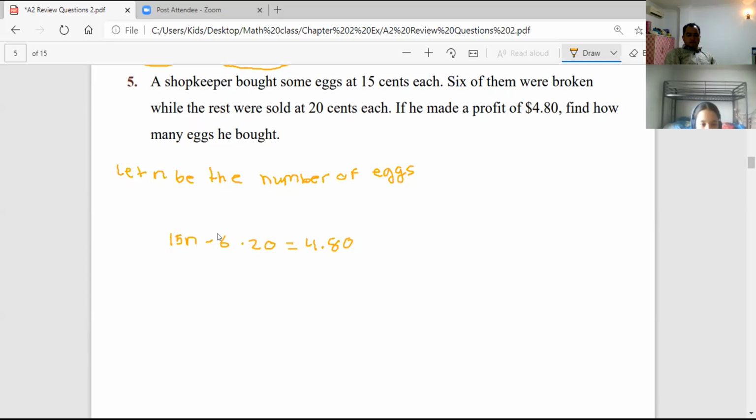No, Shahina. Here in the question, it's saying that 6 of them were broken, while the rest were sold at 20 cents. Originally, how many eggs did we have? n, right? If 6 eggs were broken, now how many are left for sale? n minus 6.